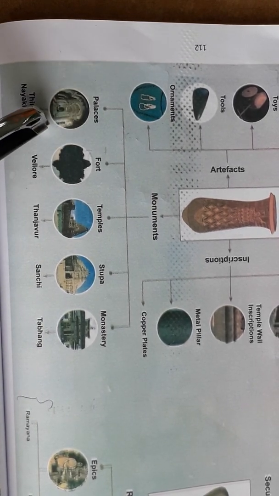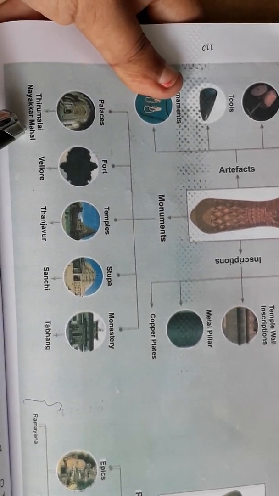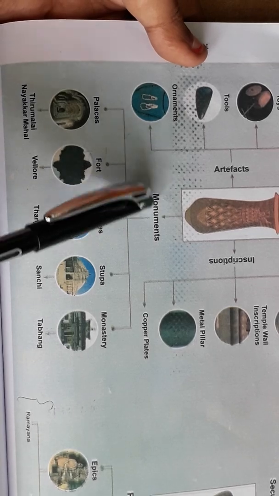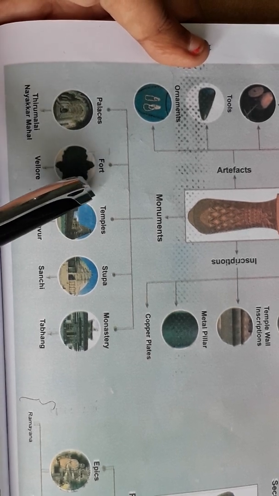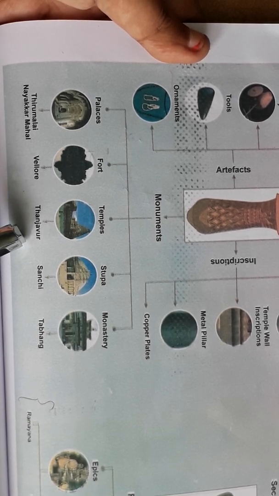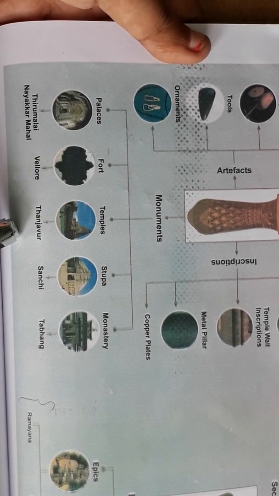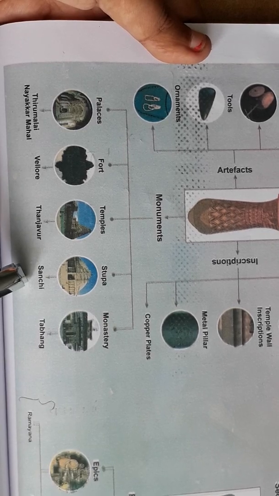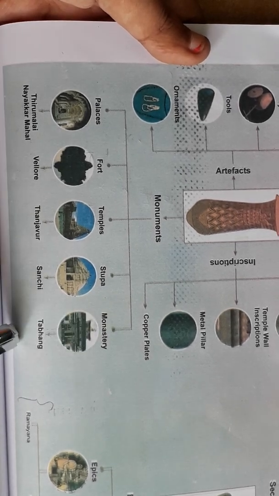Palaces. This is an example of a palace. This palace is Thirumalai Nayakar Mahal, which is in Madurai. What are the monuments? Palaces, in Thirumalai Nayakar Mahal. Fort, it is in Vellore. Temples, it is in Tanjavur. Which temple is it? The Big Temple, Brihadeeswarar temple, is in Tanjavur. Stupa is in Sanchi. Monastery, Tabang. The monastery is in Tabang.